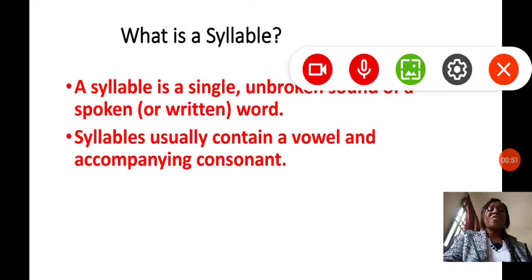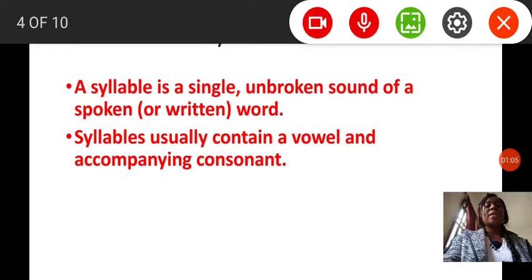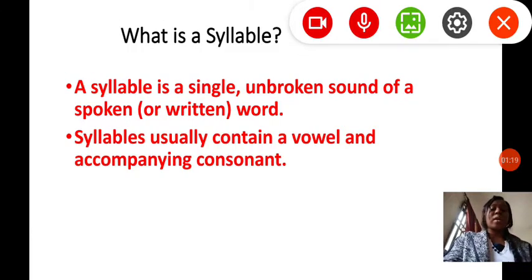As I said earlier, in our last term work, we said a syllable is the smallest unit of a word. And here we can also say a syllable is a single unbroken sound of a spoken or written word. Syllables usually contain a vowel and accompanying consonant. But in the case of a syllabic consonant, a consonant sound can also form a syllable. You ask me how? Let's write down.